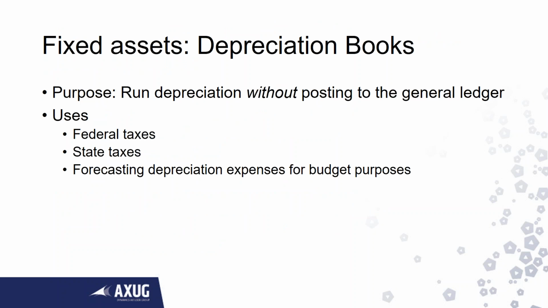Now, a lot of people may be confused about the difference between value models and depreciation books. Depreciation books are essentially an area to keep transactions of your assets that are not posting to the general ledger. So the value models are used to post to the general ledger, and the depreciation books do not post to the general ledger. The main uses that we see people want this for are federal and state taxes, and possibly to forecast what their depreciation expense could be for budget purposes. So just to repeat, when you post the depreciation book, it does not post to the general ledger. Only value models do.